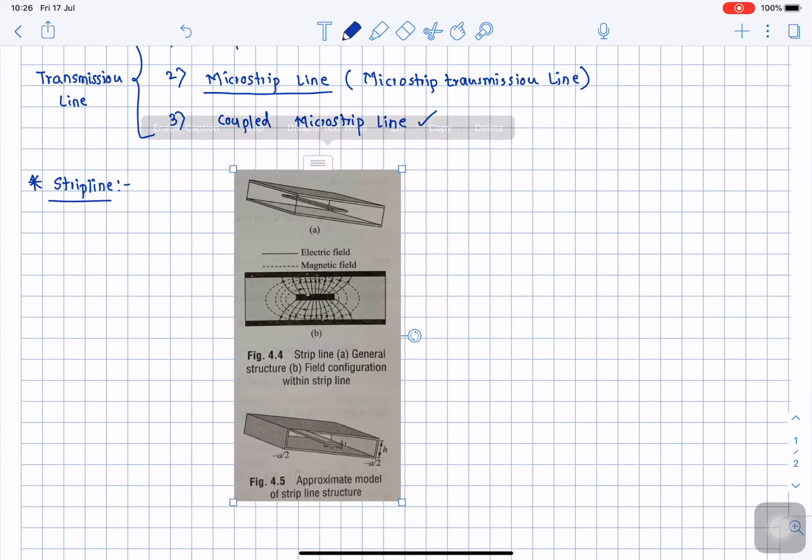Okay, so here the parameters or the dimensions of the strip line, how are they specified? The dimensions of the strip line are specified by h, that is the height of the strip line, and w. What is w? w is the width of the strip line actually.